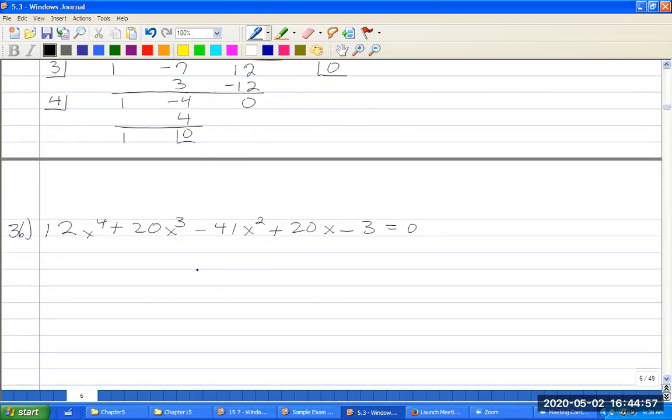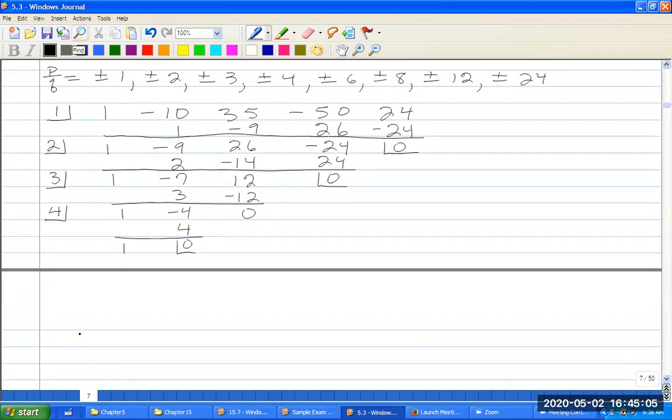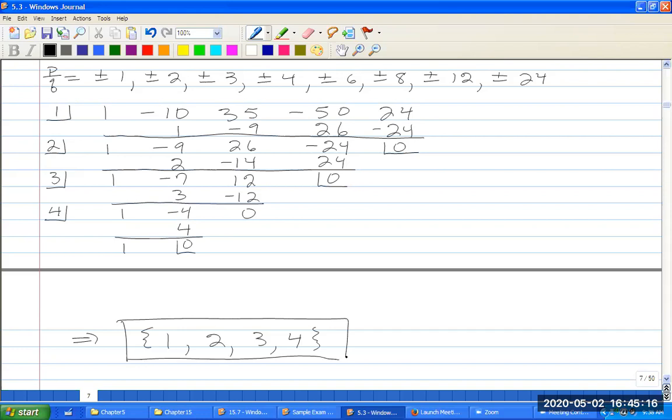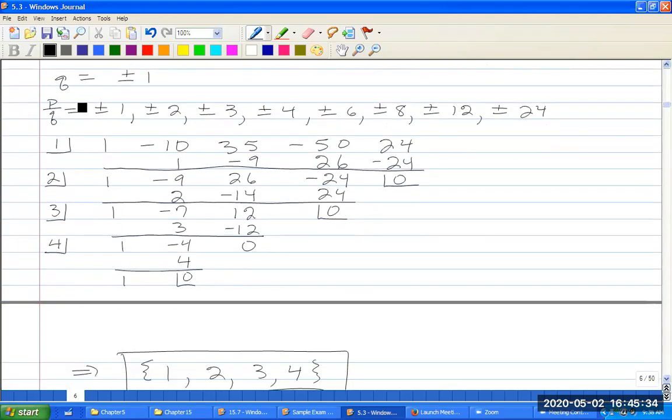Okay, so I get, quite nicely, the solution is 1, 2, 3, 4. So 1, 2, 3, and 4 work. So those are the roots of my polynomial at the end. And so I found all 4 roots of my polynomial, and they all turned out to be actually natural numbers that worked for this polynomial.